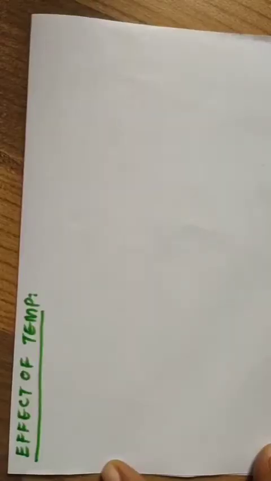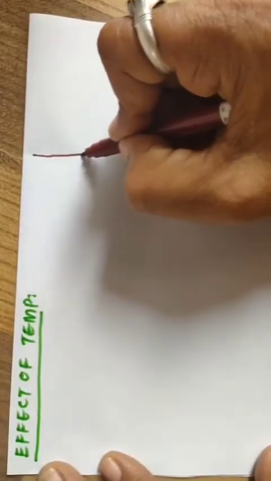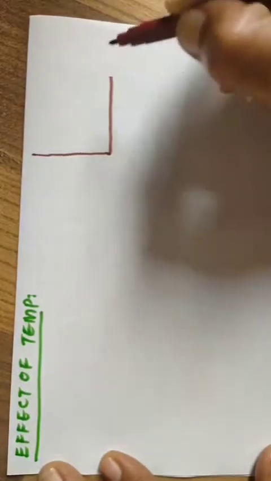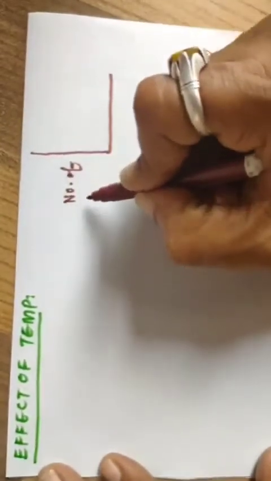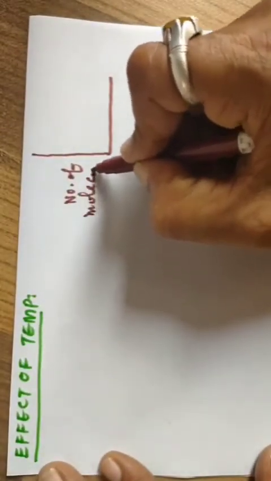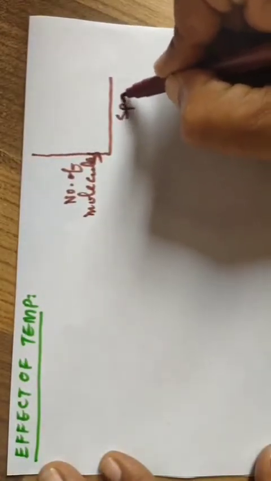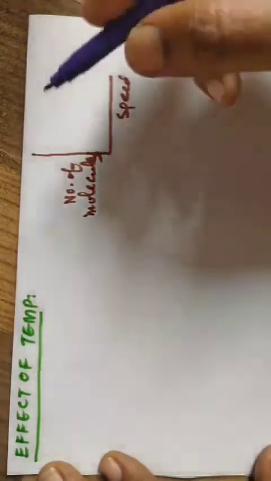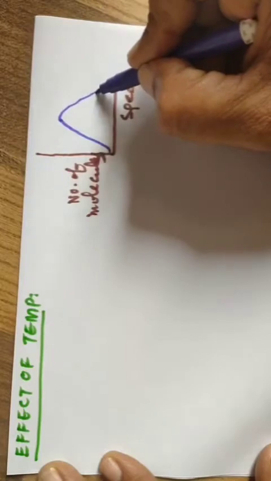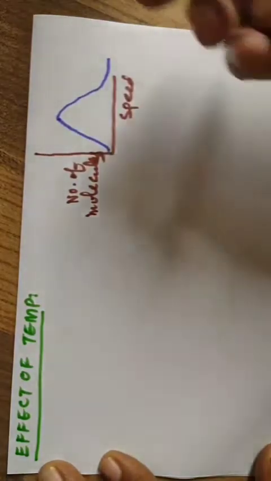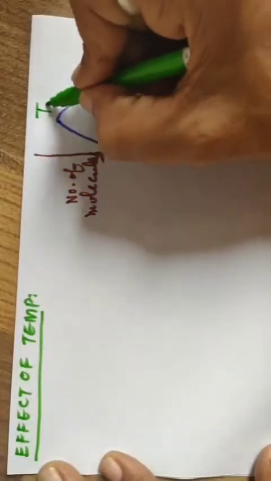Let us know about the effect of temperature at two different temperatures. How will be the plots? This is the number, or fraction, of molecules versus speed. Previously we took a graph like this. This is the peak of the graph. Now this is happening at a T1 temperature.